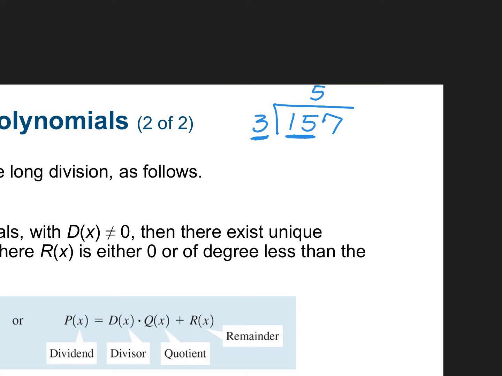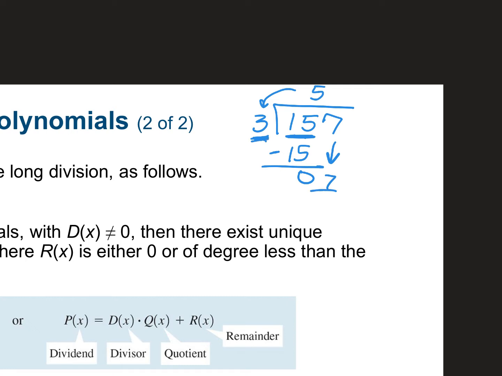Write 15. Where'd you get 15 from? You're right. Because you multiply, right? We're going to multiply here. 5 times 3 is 15. Then what do I do with those two numbers? I subtract. And then I do what with 7? I bring it down. And then we do the whole process all over again, right?